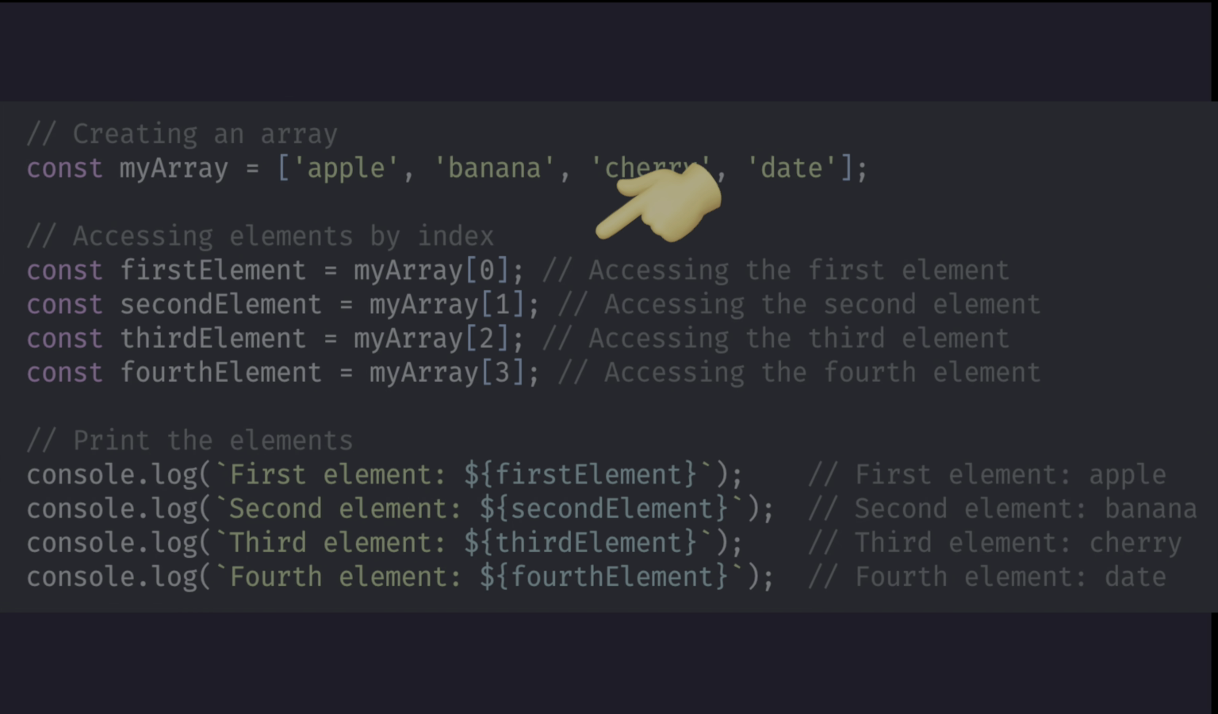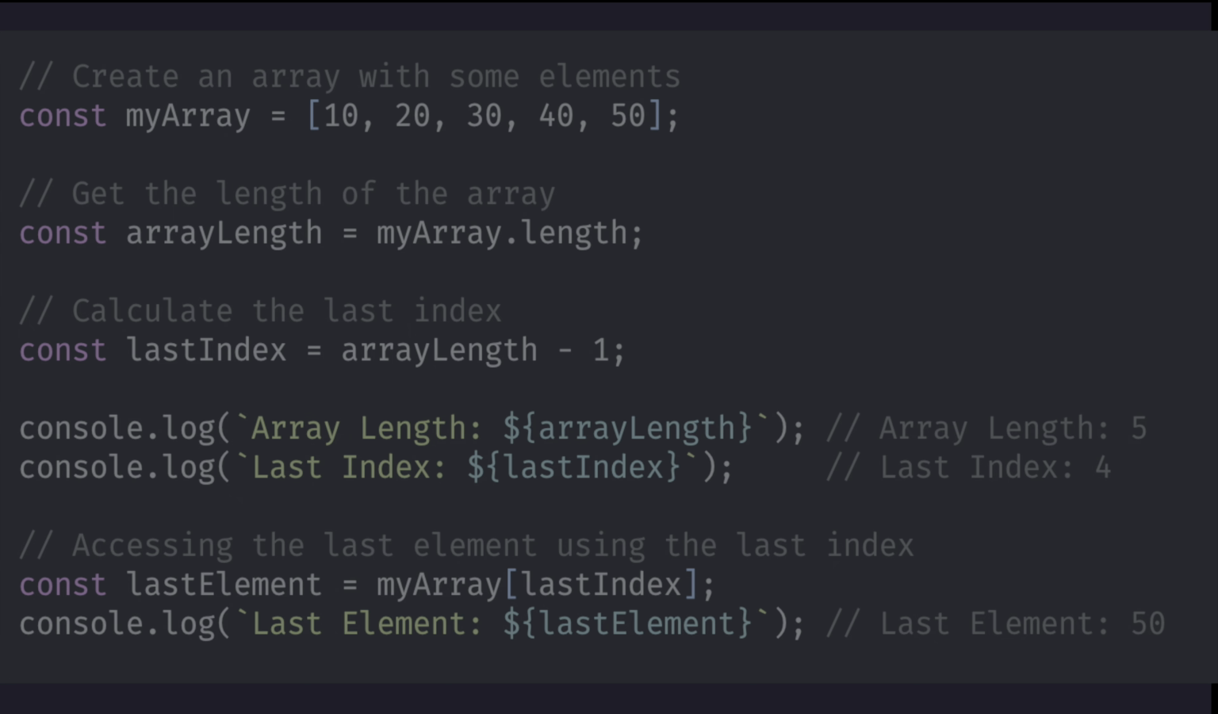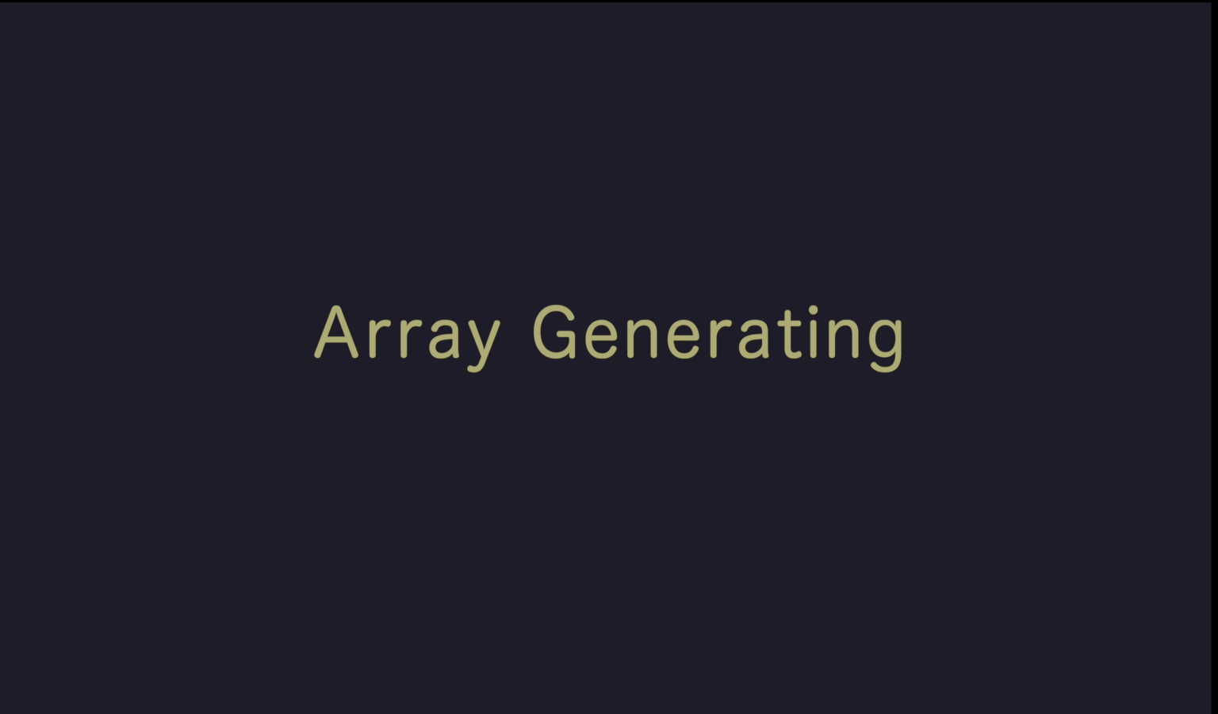In JavaScript, array indices start at 0. Therefore, the first index is 0. The array length and last index in JavaScript are different. The array length represents the number of elements in an array, while the last index is one less than the length of the array. For example, if the array has a length of 5, then the last index will be 4.